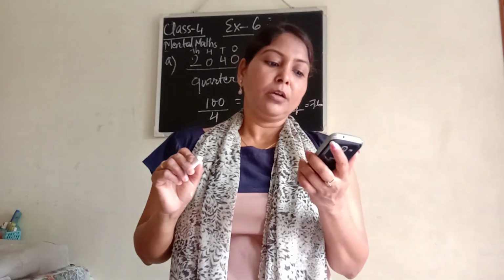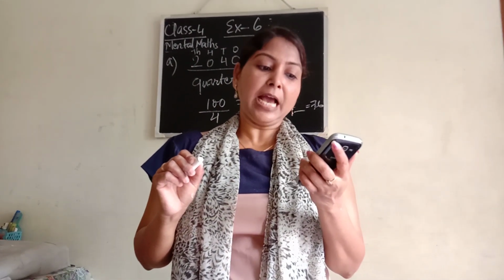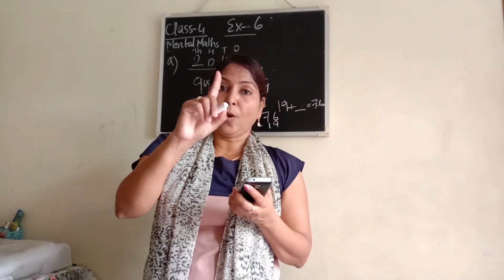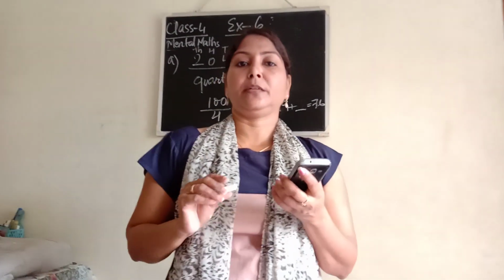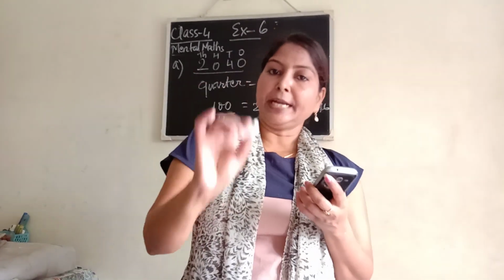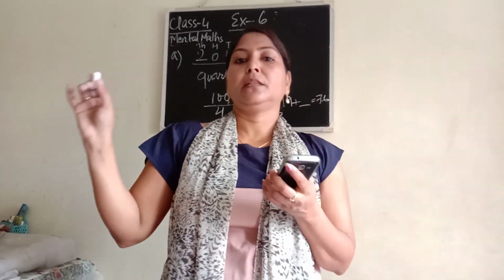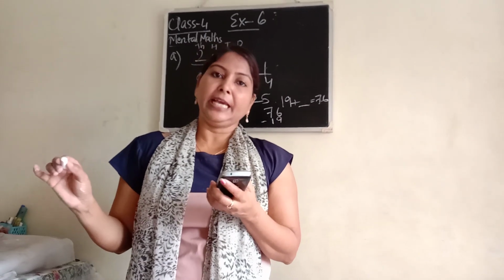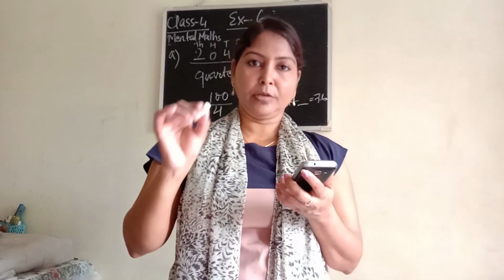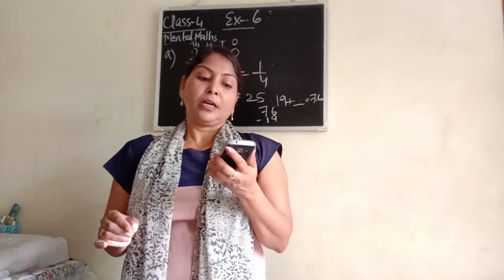Cost of 4 story books at rupees 20 each. So one story book's cost is 20 rupees. Then what is the cost of 4 story books? So 20 into 4, whatever comes, that is your answer. So answer will be 80. Okay, but you can also calculate and check your answer. Then we have the next question.